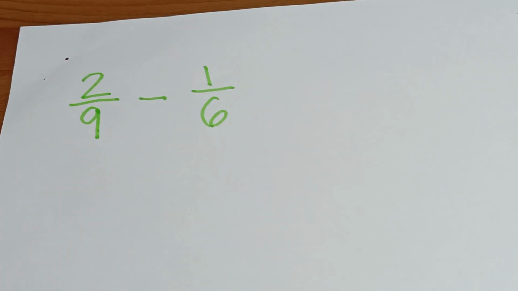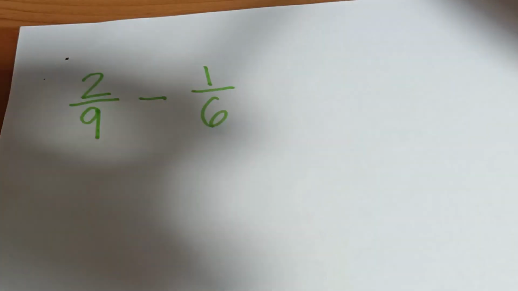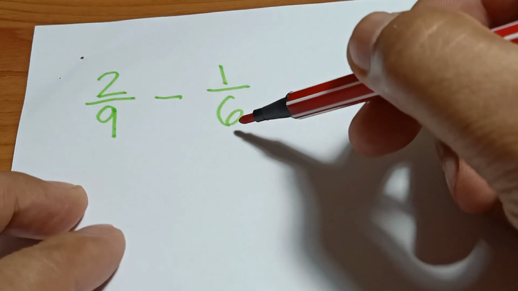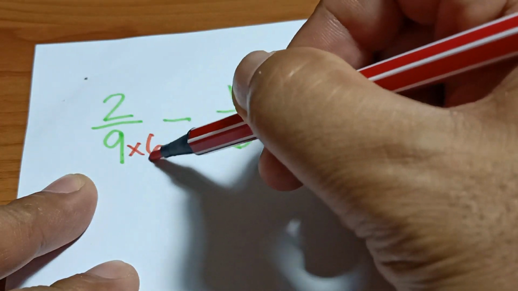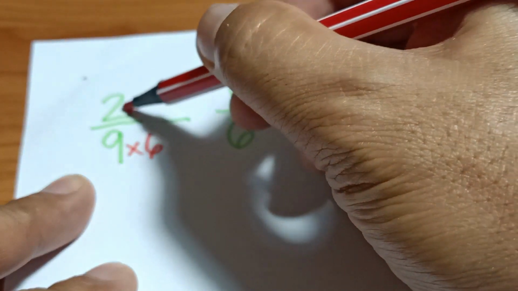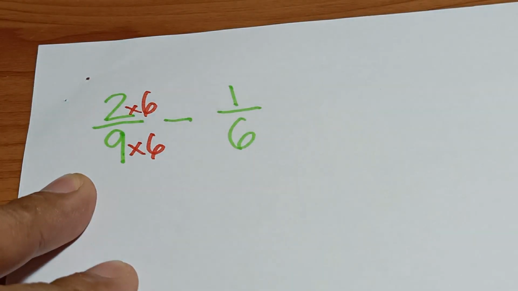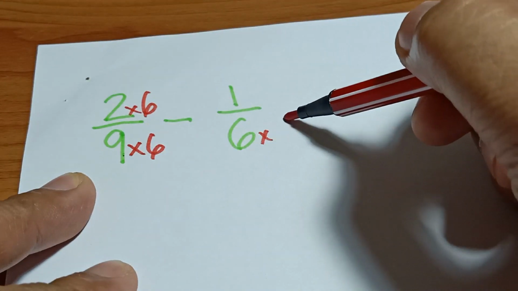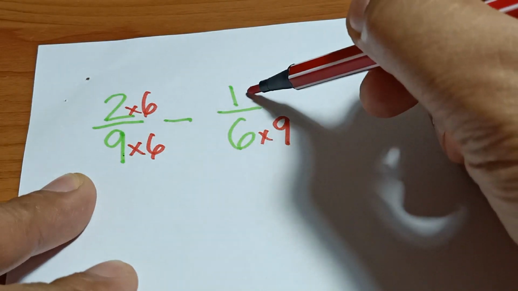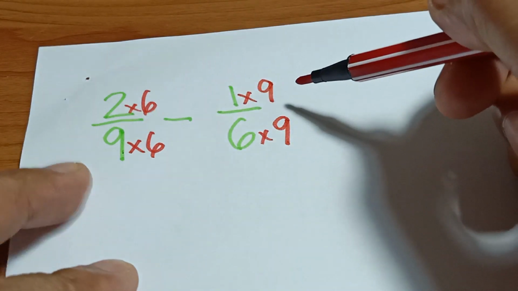So here we use 6 to multiply it here. So this is times 6, and this one is also times 6. While here we use this one to multiply it here. So this one is times 9, then this one is times 9.